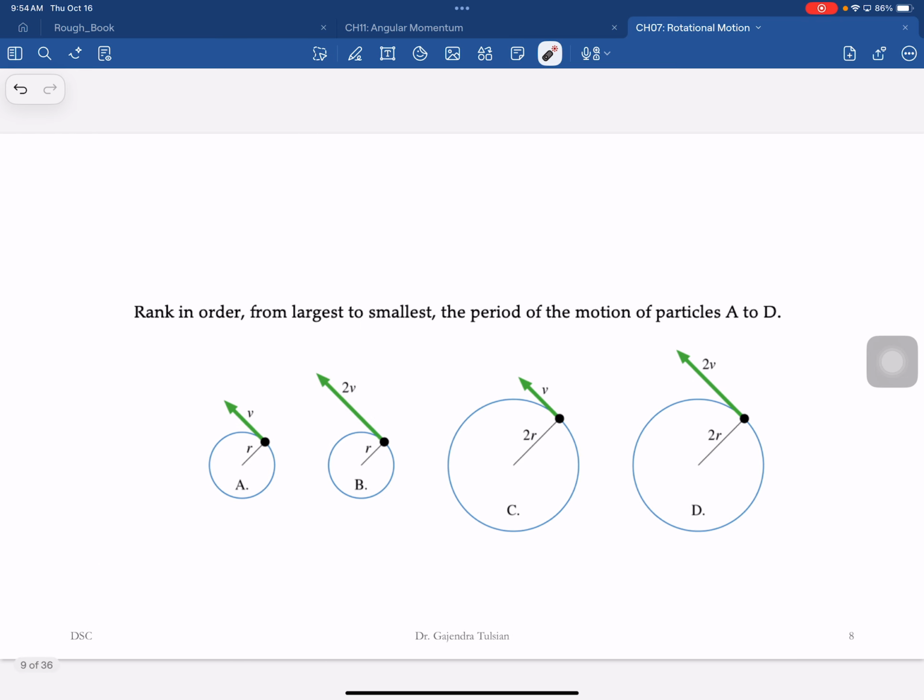All right, let's make sure we understand this stuff. They ask you for the period of motion, and we'll also see the centripetal acceleration. Let me write down the formulas. Centripetal acceleration is v squared by r, and the period, which is the time it takes to go around the circle, is 2 pi r divided by v.